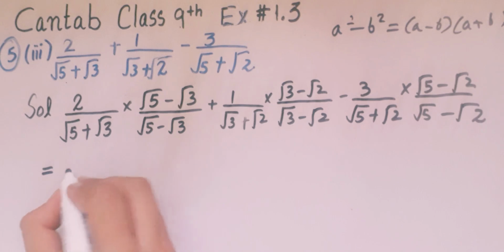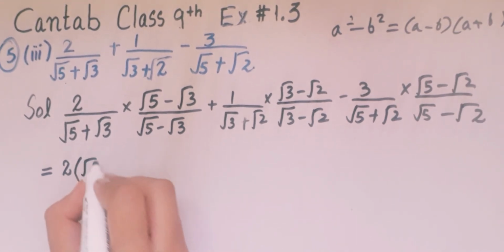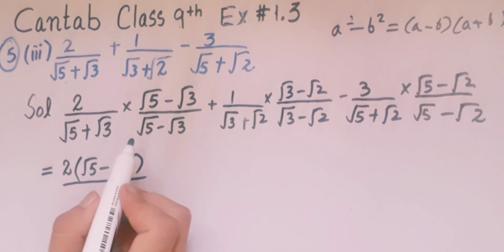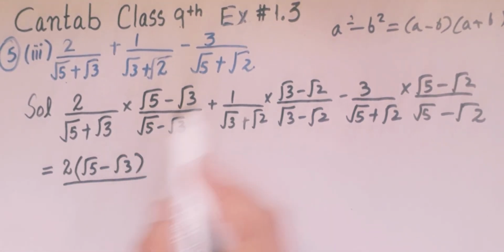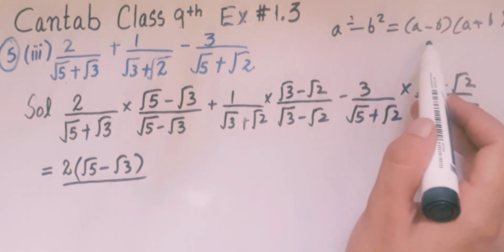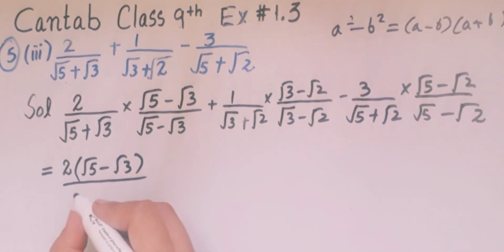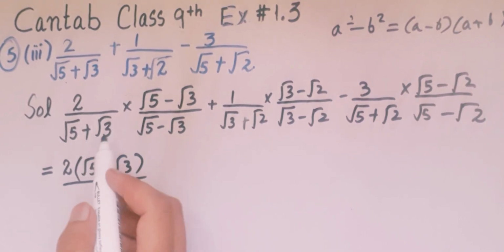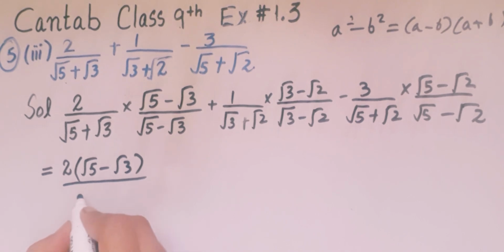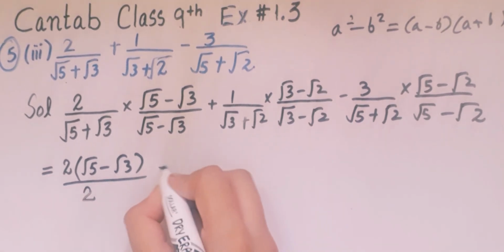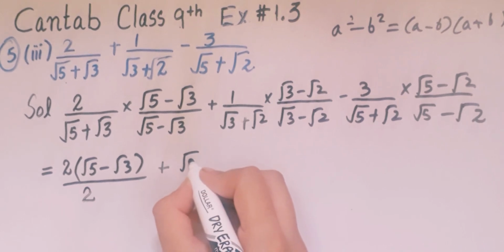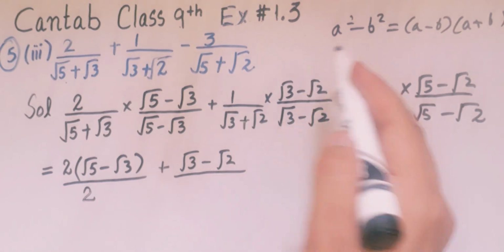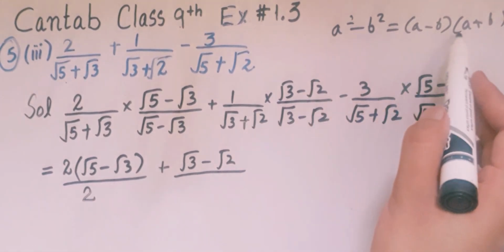Now 2 into square root of 5 minus square root of 3, and in the denominator square root of 5 square minus square root of 3 square, we use the formula of a square minus b square, which is equal to a minus b into a plus b. So we have 5 minus 3, which is equal to 2. Plus square root of 3 minus square root of 2. In the denominator we again apply the formula of a square minus b square, which is equal to a minus b into a plus b.